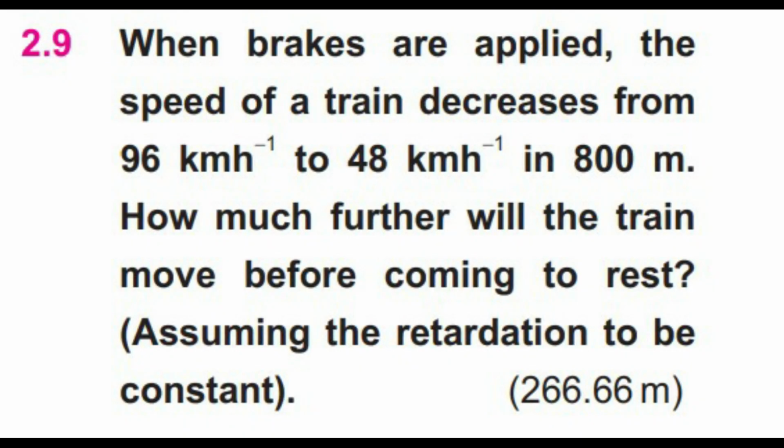The statement of this numerical is: when brakes are applied, the speed of the train decreases from 96 km per hour to 48 km per hour in 800 meters. How much further will the train move before coming to rest, assuming the retardation to be constant? To solve this numerical, we have to list the given data.